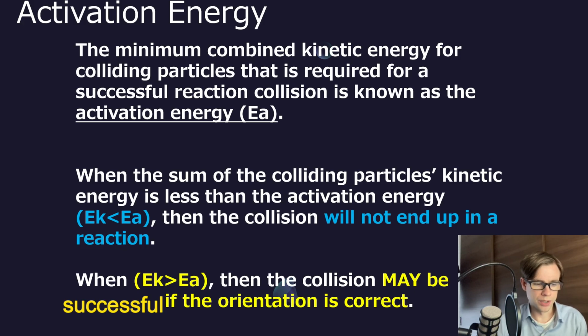Okay, when the sum of the colliding particles' kinetic energy is less than the activation energy, EK is less than EA, then the collision will not end up in a reaction. It'll just be a rebound kind of collision. Things might change direction and exchange some kinetic energy, but no new chemical compounds will be formed. But when EK is greater than EA, kinetic energy combined is greater than the activation energy, then the collision may be successful if the orientation is correct. We talked about orientation in my previous video. Things must be facing and hit at the right angle, and then, only then, might we have a successful reaction collision.